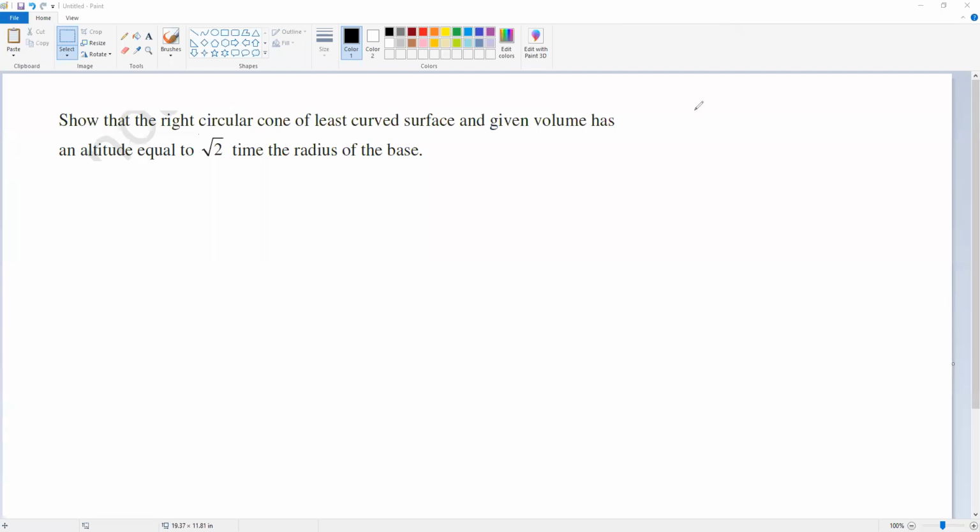Okay. See, show that the right circular cone of least curved surface area and given volume. So here you can see that given volume, that means that is constant. Given volume, volume is constant, volume is fixed. Now, right circular cone of least curved surface area. So the thing which is to be maximized or minimized is curved surface area. That is to be minimized, curved surface area.